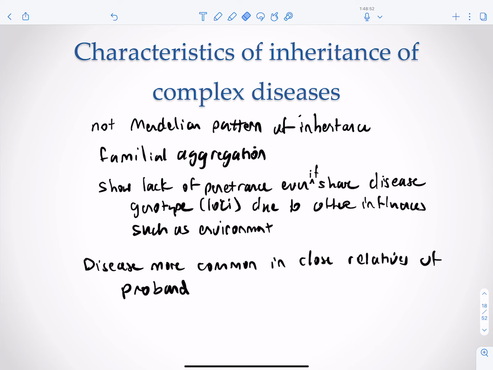And of course, how related you are to the proband. So first degree relatives are going to have more risk than your second, third degree relatives, for example.